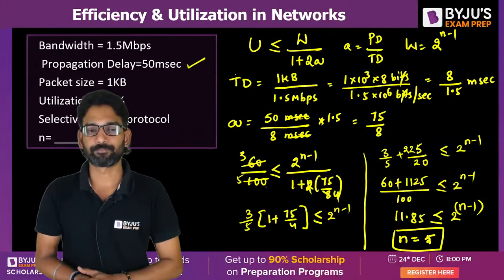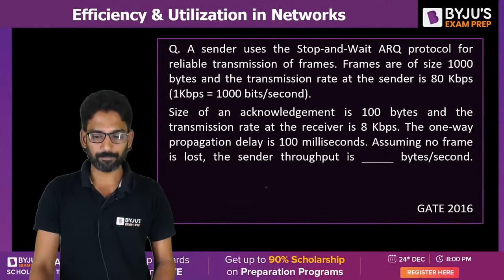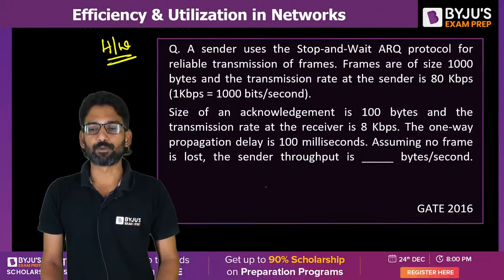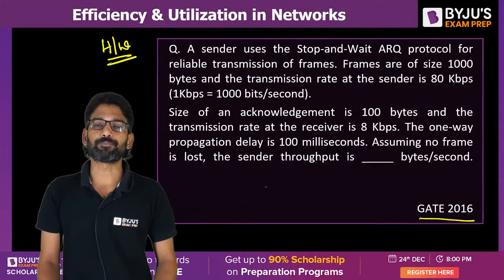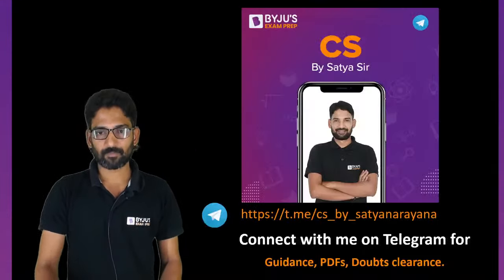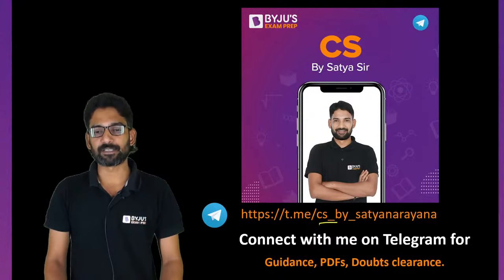Fine. So n value is 5. Okay? So this I am giving for your homework, guys. It's a 2016 GATE question. Please do it. That's all for today about utilization or efficiency in networks.